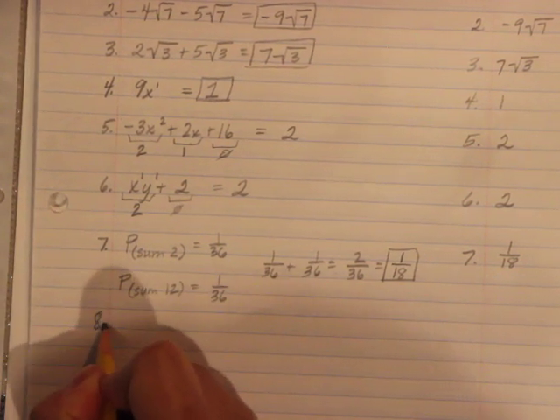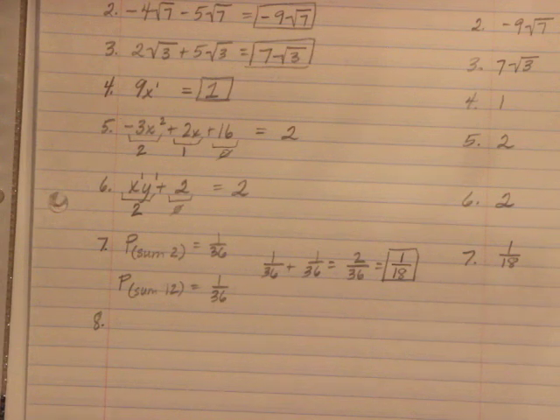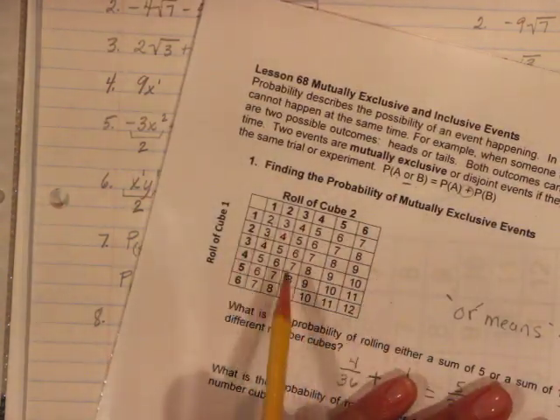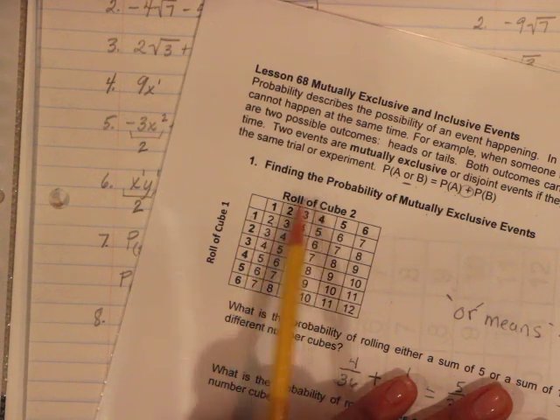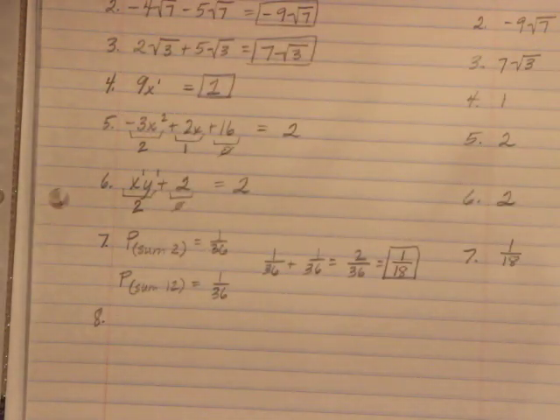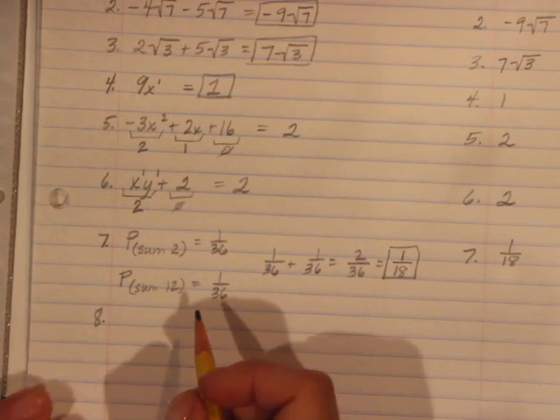Okay, number 8, rolling a sum greater than 1. Okay, let me go back to my little chart here, as you saw this, right? So you'll notice that it's impossible to roll anything less than a 2. Right? I've got 2 cubes. The very least I can roll is a 2. So every single roll is going to be greater, right?